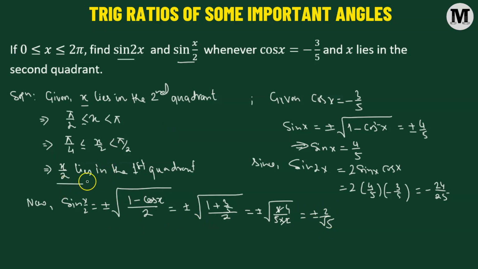But here we have established that x over 2 lies in the first quadrant, where all trig functions are positive. This implies that sine of x over 2 will simply be positive 2 over square root of 5. So we have successfully obtained the value of sine 2x, which came out as negative 24 over 25, as well as the value of sine x over 2, which is 2 over square root of 5.